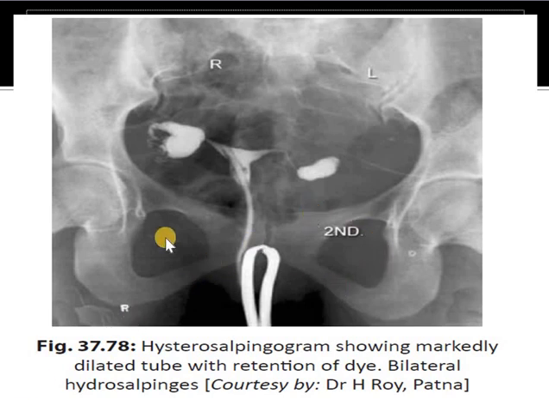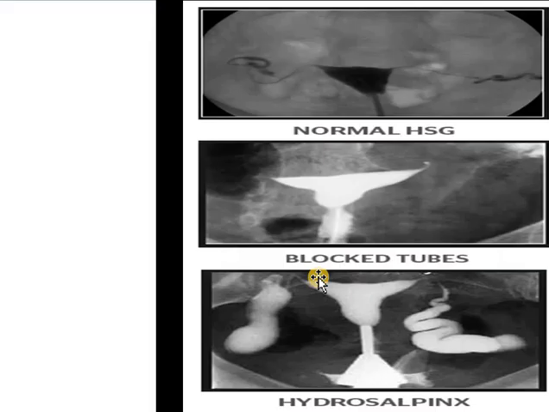Then once again, this is the short review. This is the case of hydrosalpinx. In hydrosalpinx, what happens? The tubes will be blocked at the fimbrial end, that is the abdominal ostium or pelvic ostium. Because of the blocking at the fimbrial end, the tubes will get inflated with the dye, giving a picture of hydrosalpinx, like some fluid is filled in the tube.